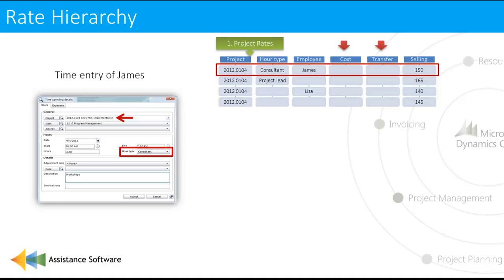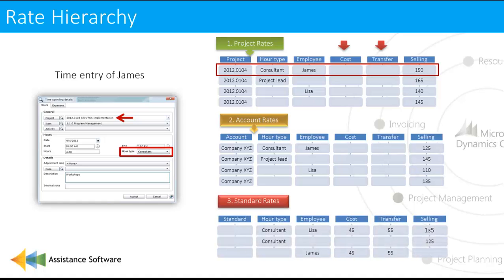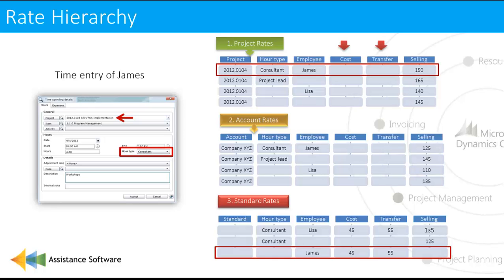It will first look if these rates were defined at the project level, and then account level, and if that's not the case, it will then look at the standard rates. Here, it will always look first for the combination of hour type plus employee, then hour type, and finally employee. In this case, it will find the cost and transfer rates at the employee level.